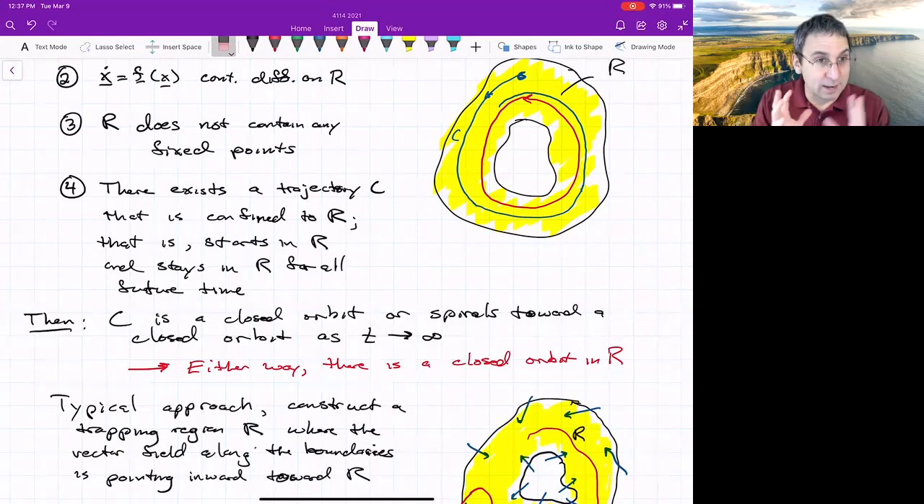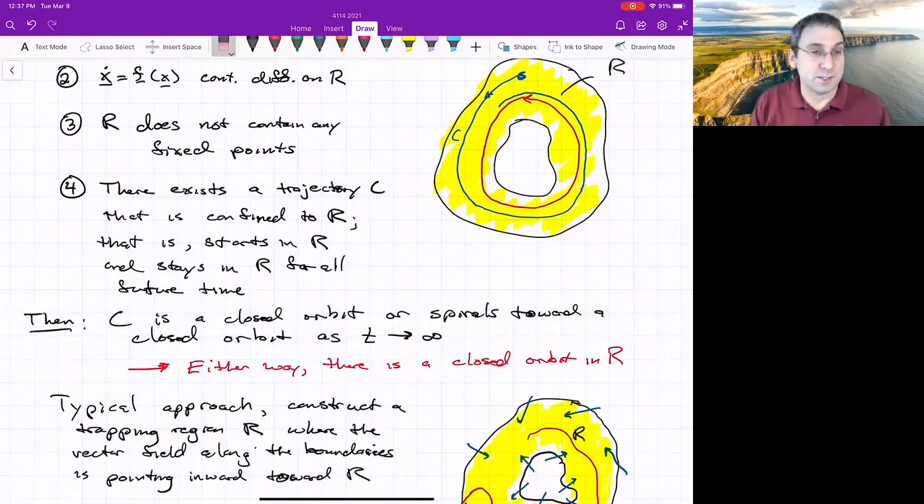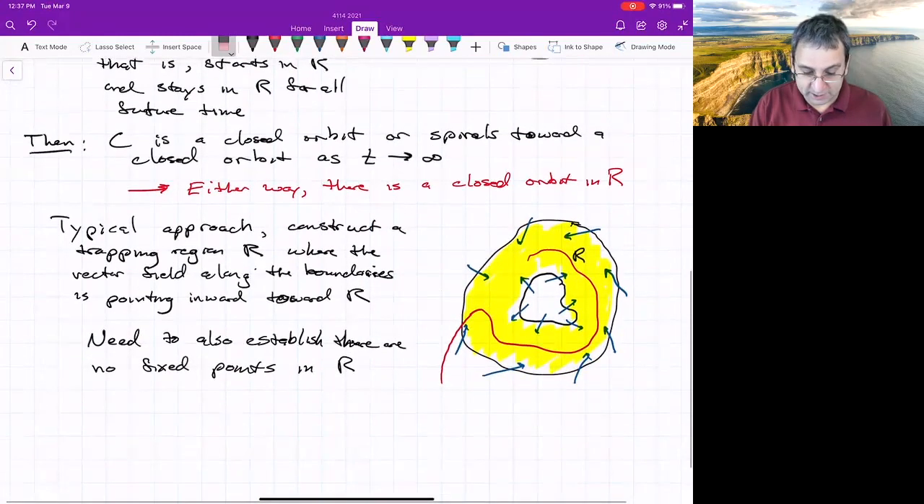And if you can establish that, then you know that there must be this trajectory C that's confined to the region. Because if something falls through the boundary, there's no going out, so it stays inside. This establishes that there's a closed orbit in the region. So the typical approach, like I said, is you call R a trapping region and you construct boundaries for it. So it looks like a deformed annulus.